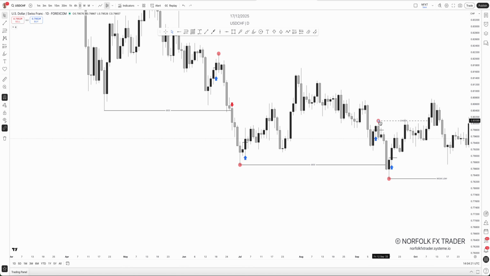We actually used this high, and this is how this strategy works. This concept is not the simple way you've ever looked at using market structure. This is a completely different concept.